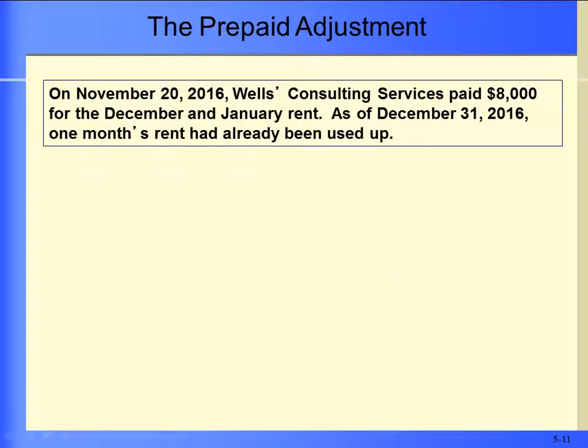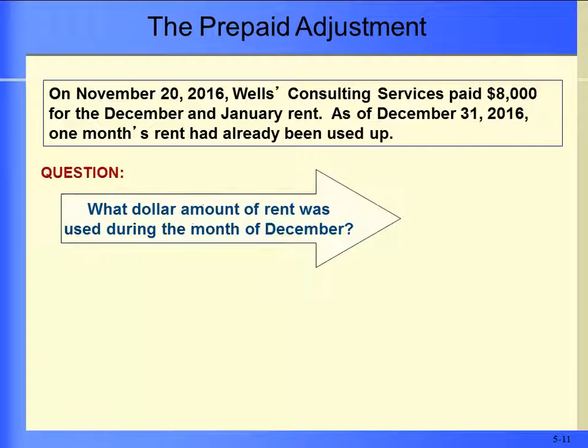On November 20th, Wells Consulting paid $8,000 for December and January rent. As of December 31st, 1 month later, 1 month's rent has been used up. So how do we account for that? What dollar amount of rent was used during the month of December?